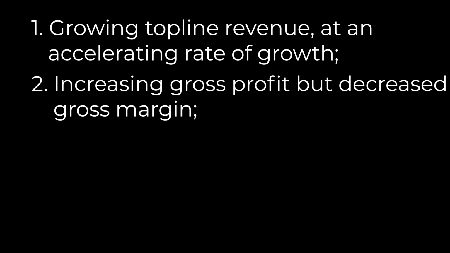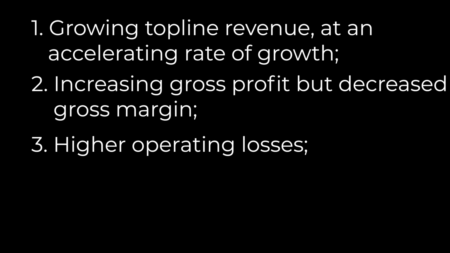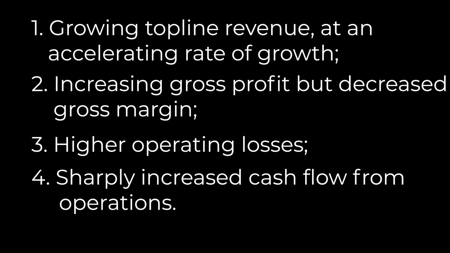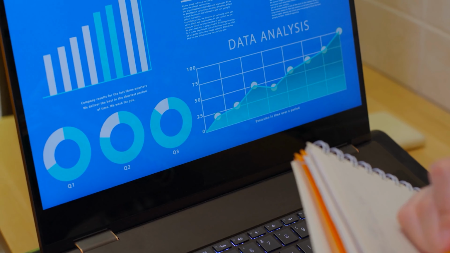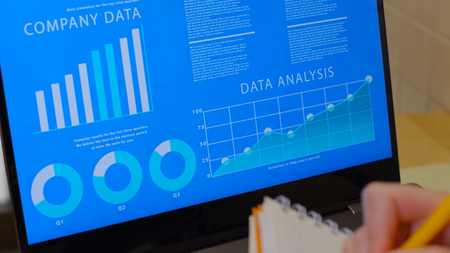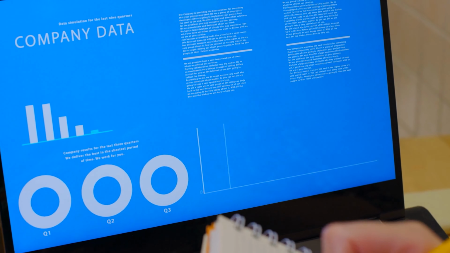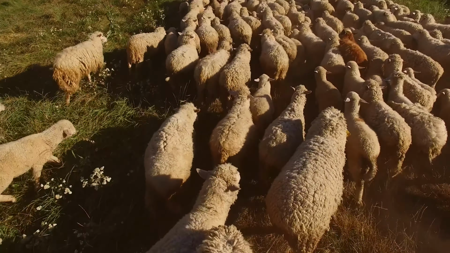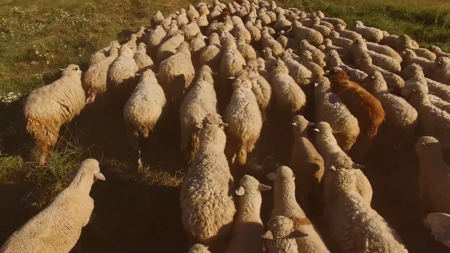The recent financial results can be summarized as follows: growing top-line revenue at an accelerating rate of growth, increasing gross profit but decreased gross margin, higher operating losses, and sharply increased cash flow from operations. The firm's financials show impressive and accelerating top-line revenue growth along with increasing gross profit, but also high operating losses. Sales and marketing expenses as a percentage of total revenue have been dropping. Its sales and marketing efficiency rate has risen markedly, with both results indicating sharply increased capital efficiency in the user acquisition function.